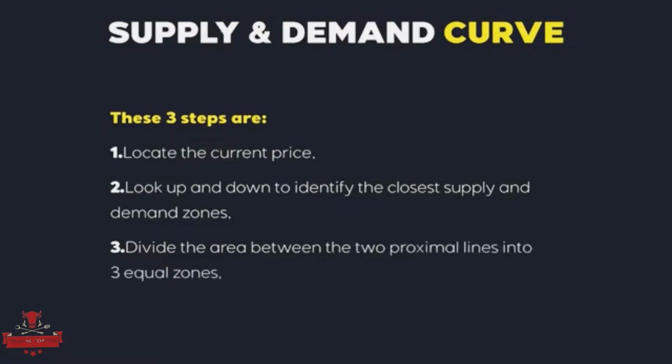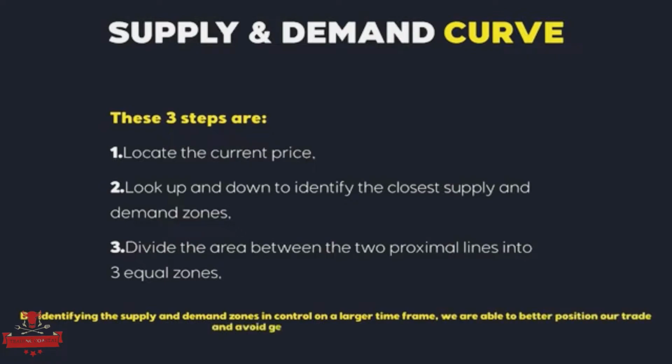The reason why we determine the curve is to avoid buying high and selling low. In other words, buying at supply zone or selling at demand zone. This step is crucial when trading forex using supply and demand. Our goal is to trade with the trend, not against it. By identifying the supply and demand zones and control on a larger time frame, we are able to better position our trade and avoid getting stopped out of a good trade.